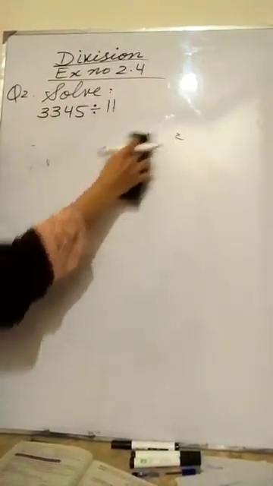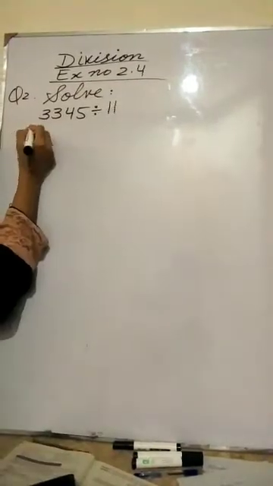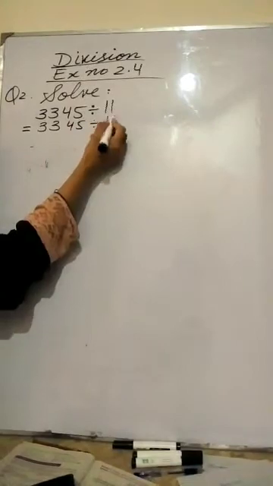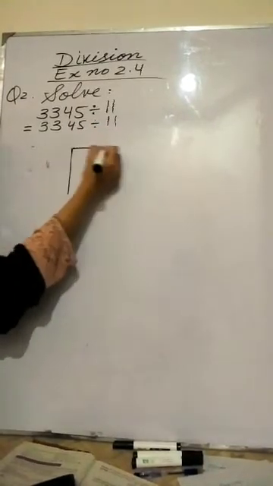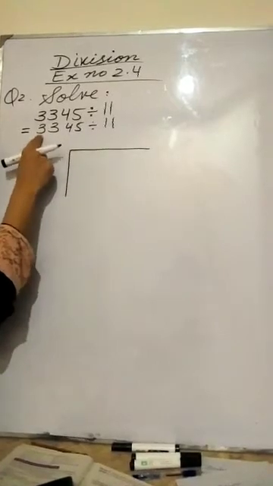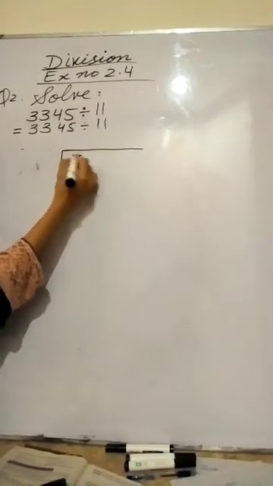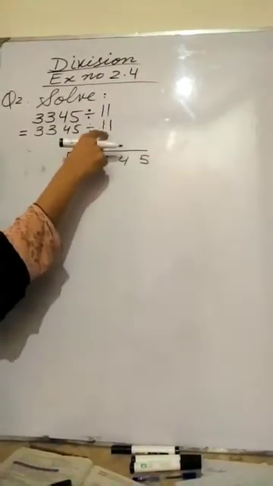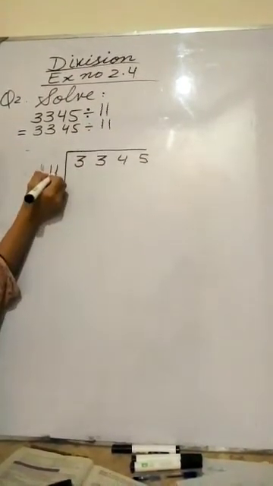Now, how to write? First of all, you need to write your question again with the equality sign. Then draw the heart in the center of the page. Write your dividend. The dividend is always inside the heart. Write your numbers with some gap. Then write the divisor outside the heart.